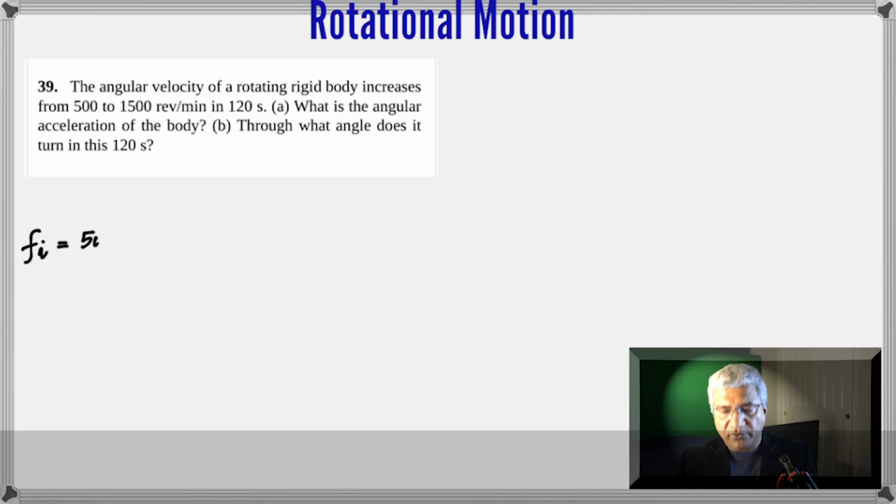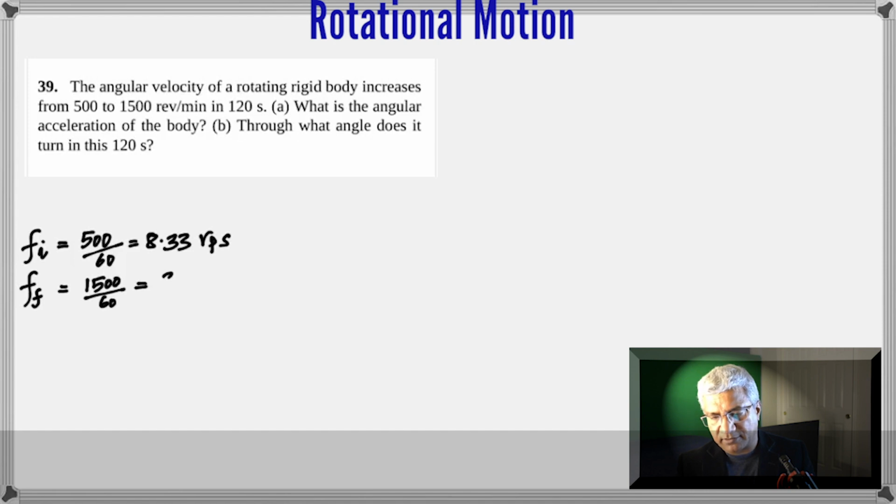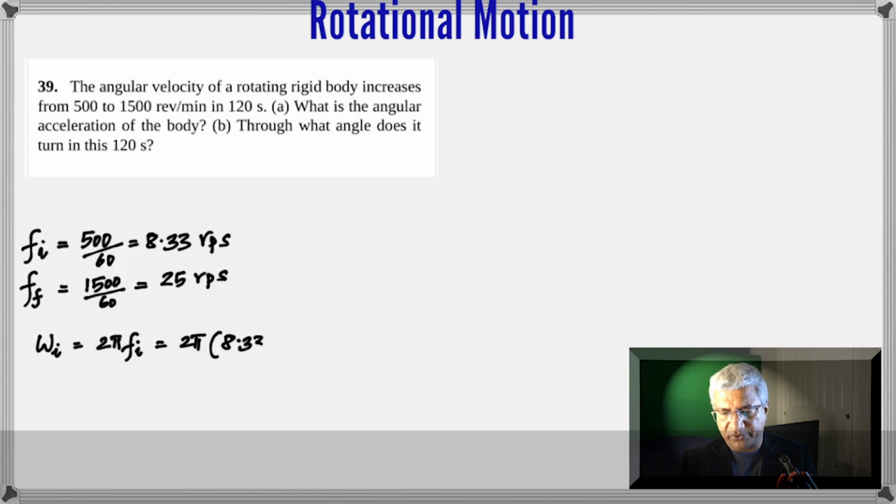So the initial frequency is 500 by 60. That's because you're trying to get it per second, which is 8.33 rotations per second. The final frequency is 1500, which is actually 3 times that. Could have done it that way. 25 RPS. So the initial angular velocity omega i is 2 pi times f i. You get 2 pi times 8.33, which is going to be in radians per second. I just left it like that. And omega final is 2 pi times the final frequency. Again, 2 pi times 25 radians per second.